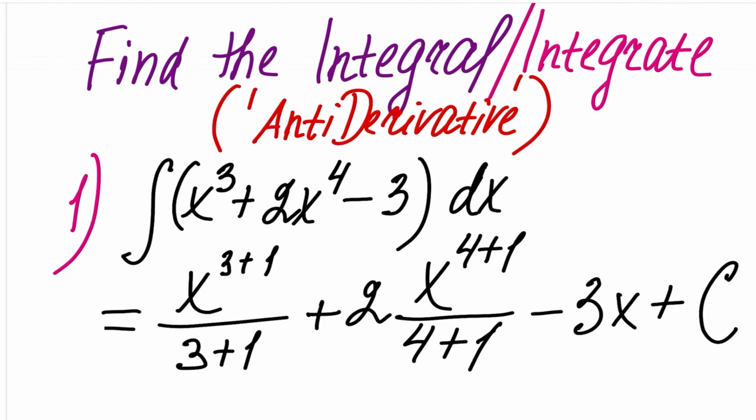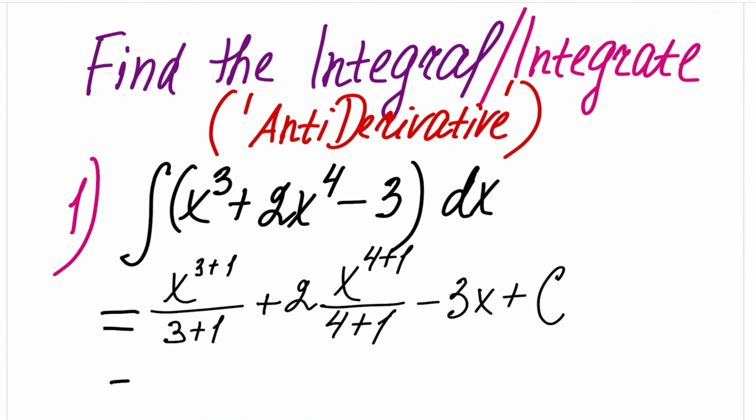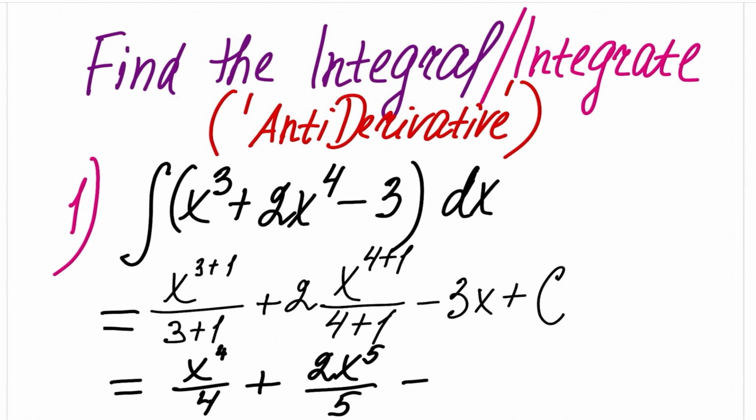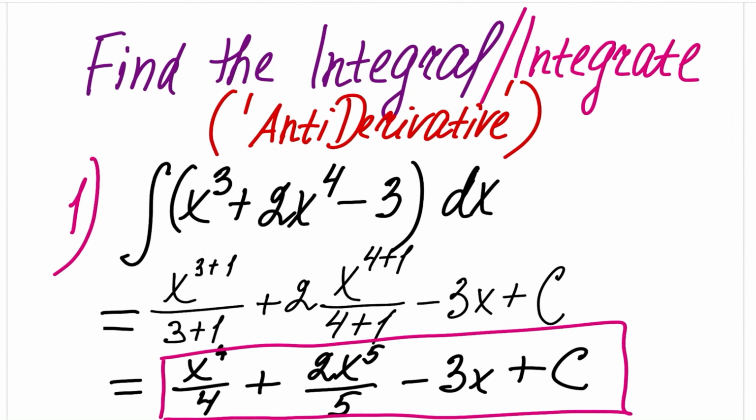Alright, technically we are done. All you want to do is just clean up this expression. So it becomes x to the 4th over 4 plus 2x to the 5th over 5 minus 3x plus c. So that's your general integral, or just the solution for this problem.